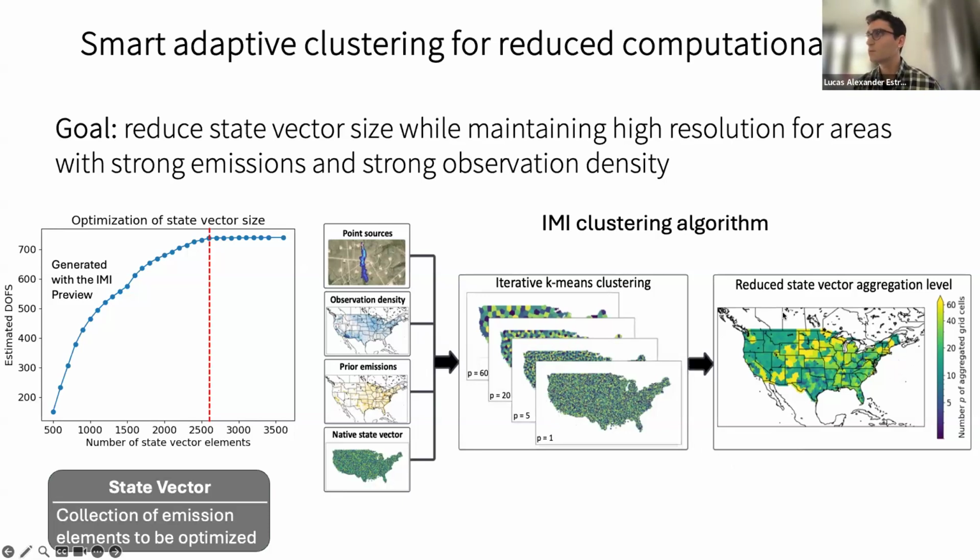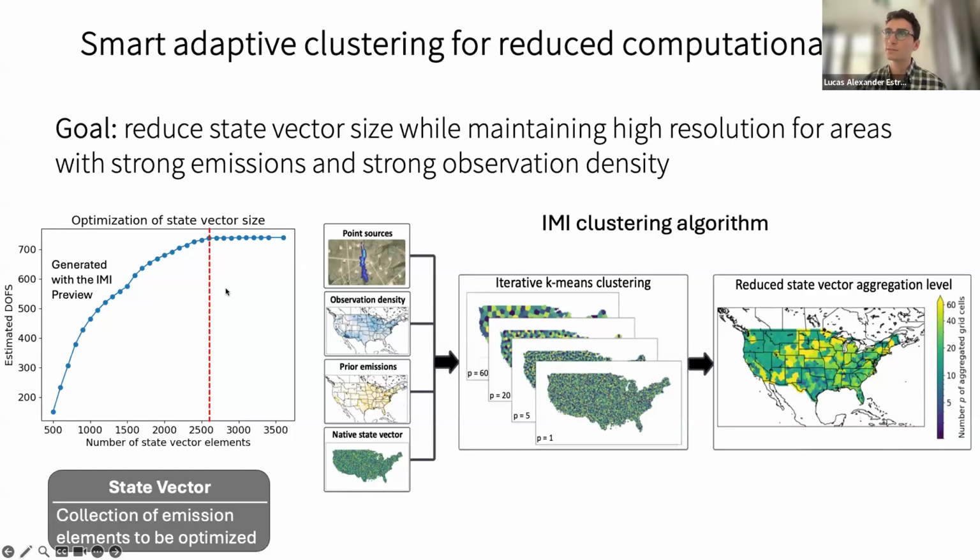So over here, we have the resulting state vector. Areas in blue/green are in high resolution, and areas in yellow are in low resolution. So you can see in areas like the Permian, where we have very high observational density, we have everything in blue. So we're using relatively native resolution here. And then in areas that we cannot constrain very well, we have in yellow.